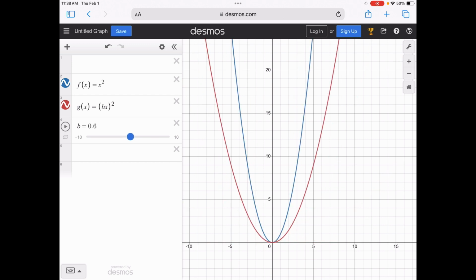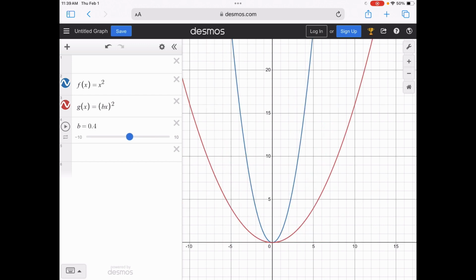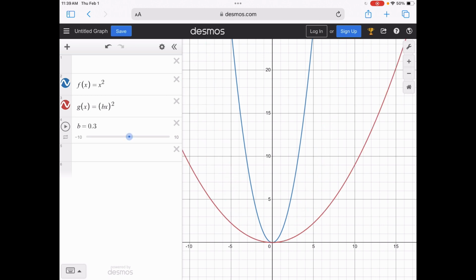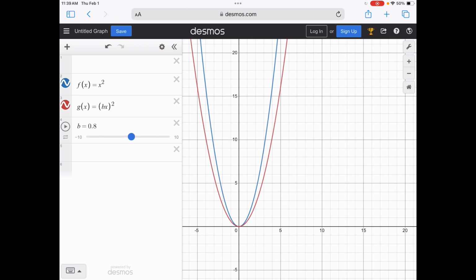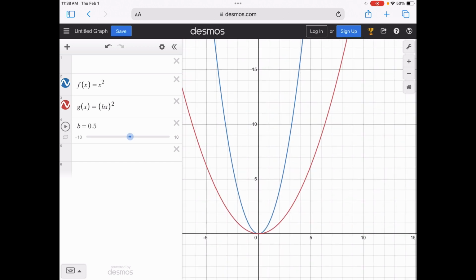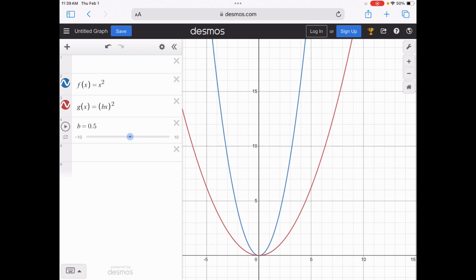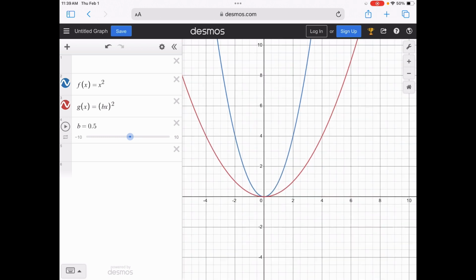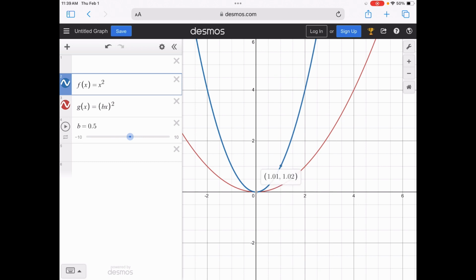When I make b, for example, 0.5, you can see it looks wider, and each x coordinate has been multiplied by 2 in that case. It's kind of hard to get it to stay. There we go. Each x coordinate has been multiplied by 1 over 0.5, which is 2. That point that used to be at an x coordinate of 1 is now at an x coordinate of 2. So we see that happening here.